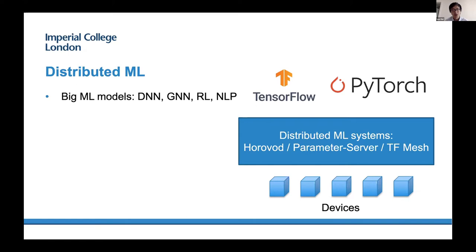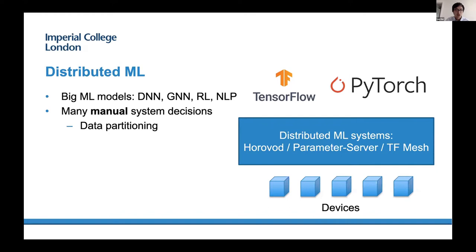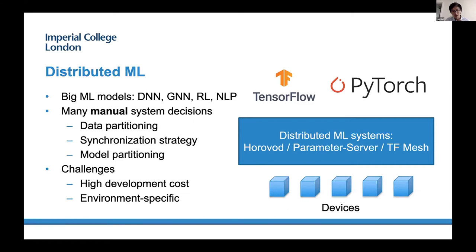And people have been building Horovod, parameter servers, or Mesh-TensorFlow to achieve distributed machine learning. But the major issue today is that these systems usually require you to configure many options. For example, the user needs to decide how to partition the data and also how to synchronize the parallel GPUs you are using. If your model is very big, you also need to decide how to partition the model among these devices. So right now, the design principle is that the system needs to expose all this configuration to the user and rely on the user to implement it.